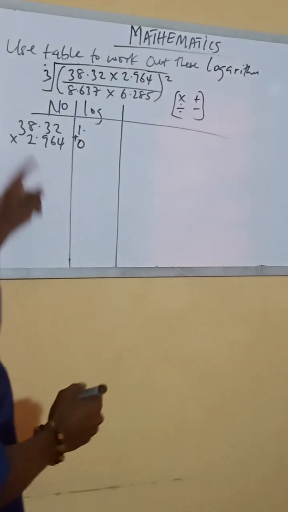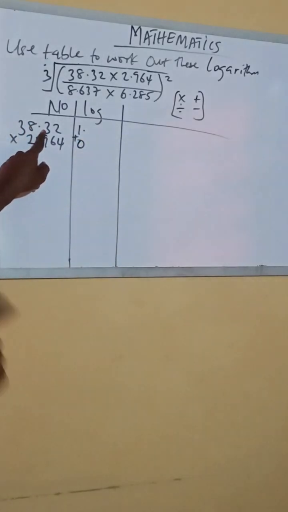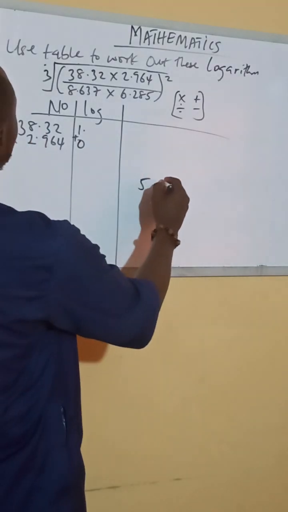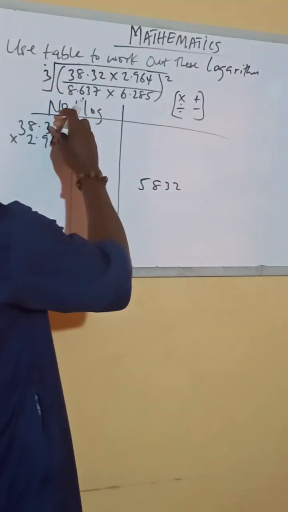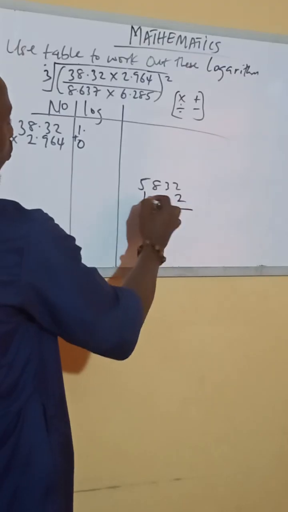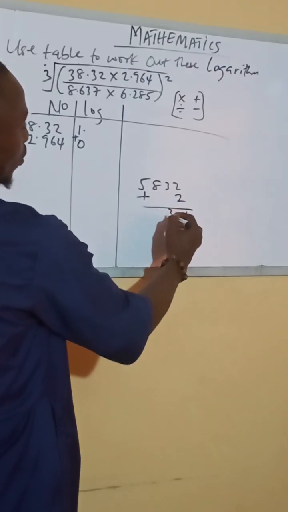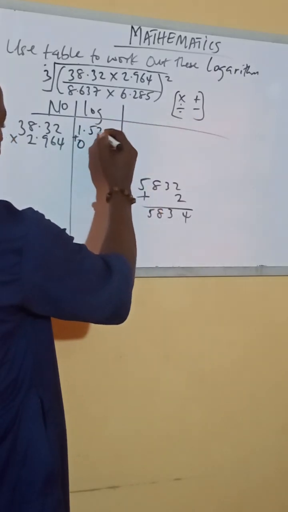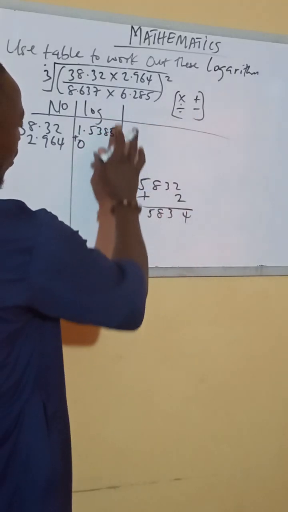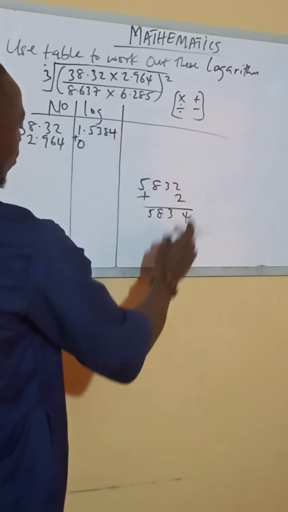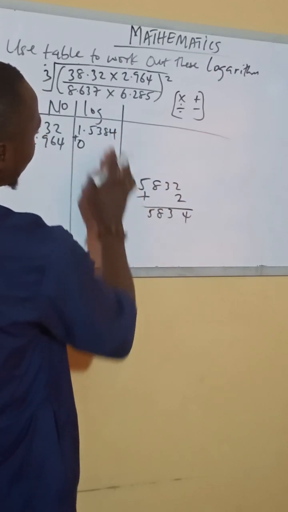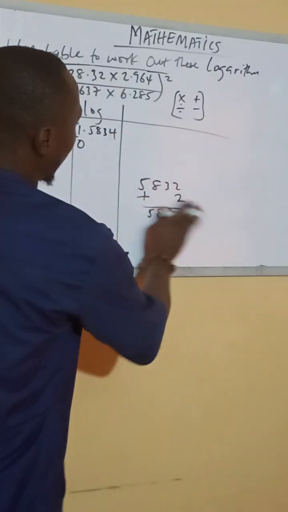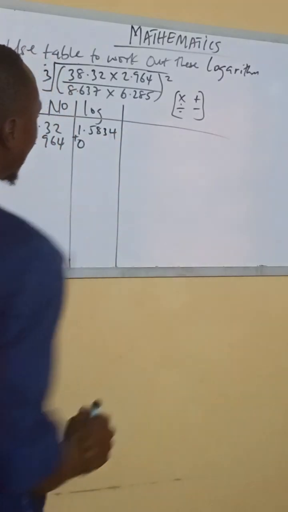So now we're going to look for log 38 under 3. That's where you're going to use your log table to find it. Log 38 under 3 will give us 5832. The difference of 2 will give us 2. We add them together, it gives us 5834. Now you're going to bring this here. Okay, we are done with this. Now we'll move to the next one.